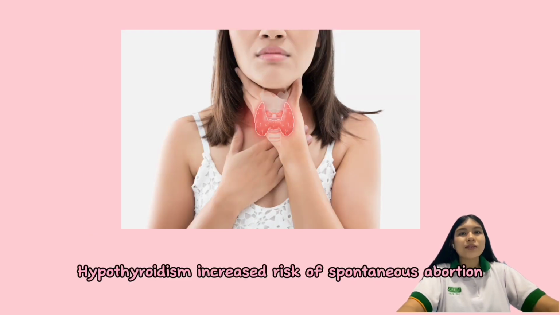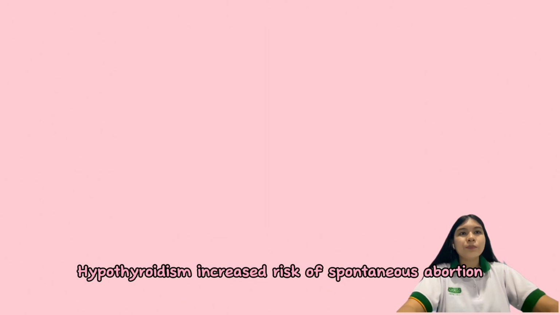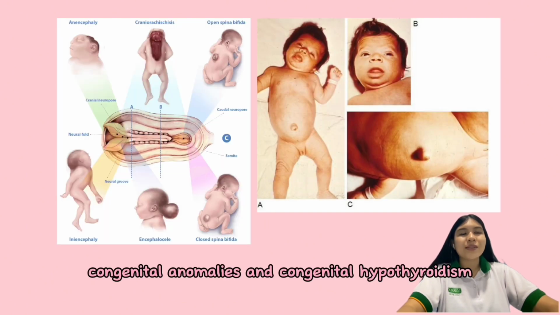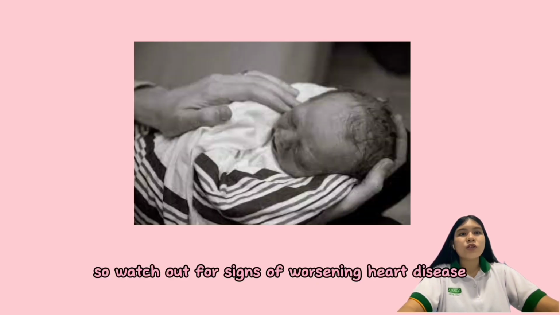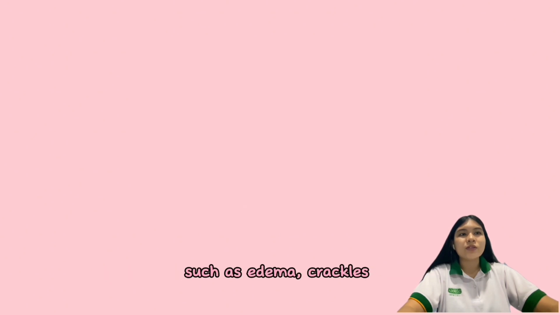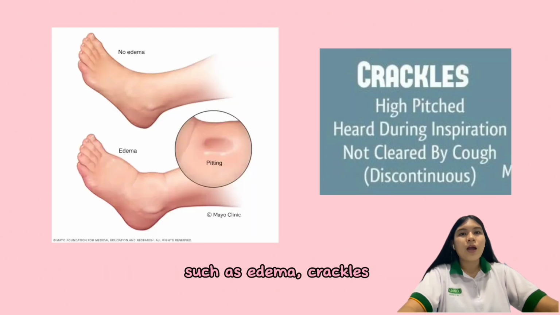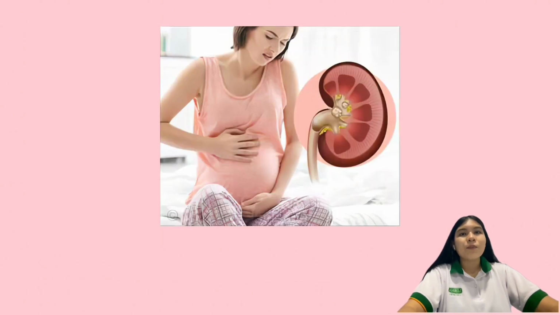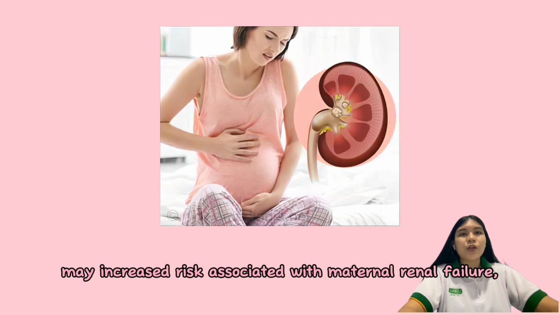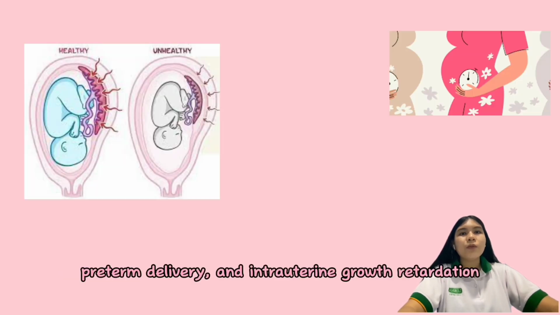Hypothyroidism may increase risk of spontaneous abortion, congenital anomalies, and congenital hypothyroidism. Cardiac disease may also increase risk of neonatal death, so watch out for signs of worsening heart disease such as edema, crackles, activity intolerance, and irregular heart rate. Renal disease may increase risk associated with maternal renal failure, preterm delivery, and intrauterine growth retardation.